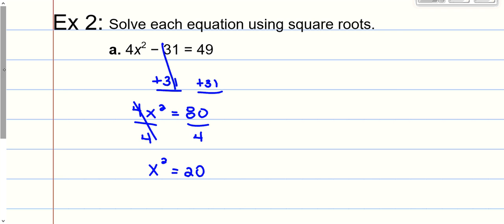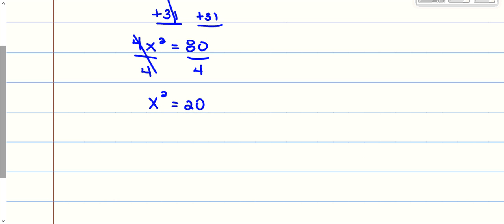Well, now that I have x squared equals 20, I'm going to take the square root of both sides. So if I take the square root of x squared, I also have to take the square root of 20. Well, the square root and the square cancel, so I'm left with x over here. And anytime I take the square root of a number there, I have a plus and a minus. I have a positive and a negative, so I need plus or minus here. But 20 is not a perfect square.